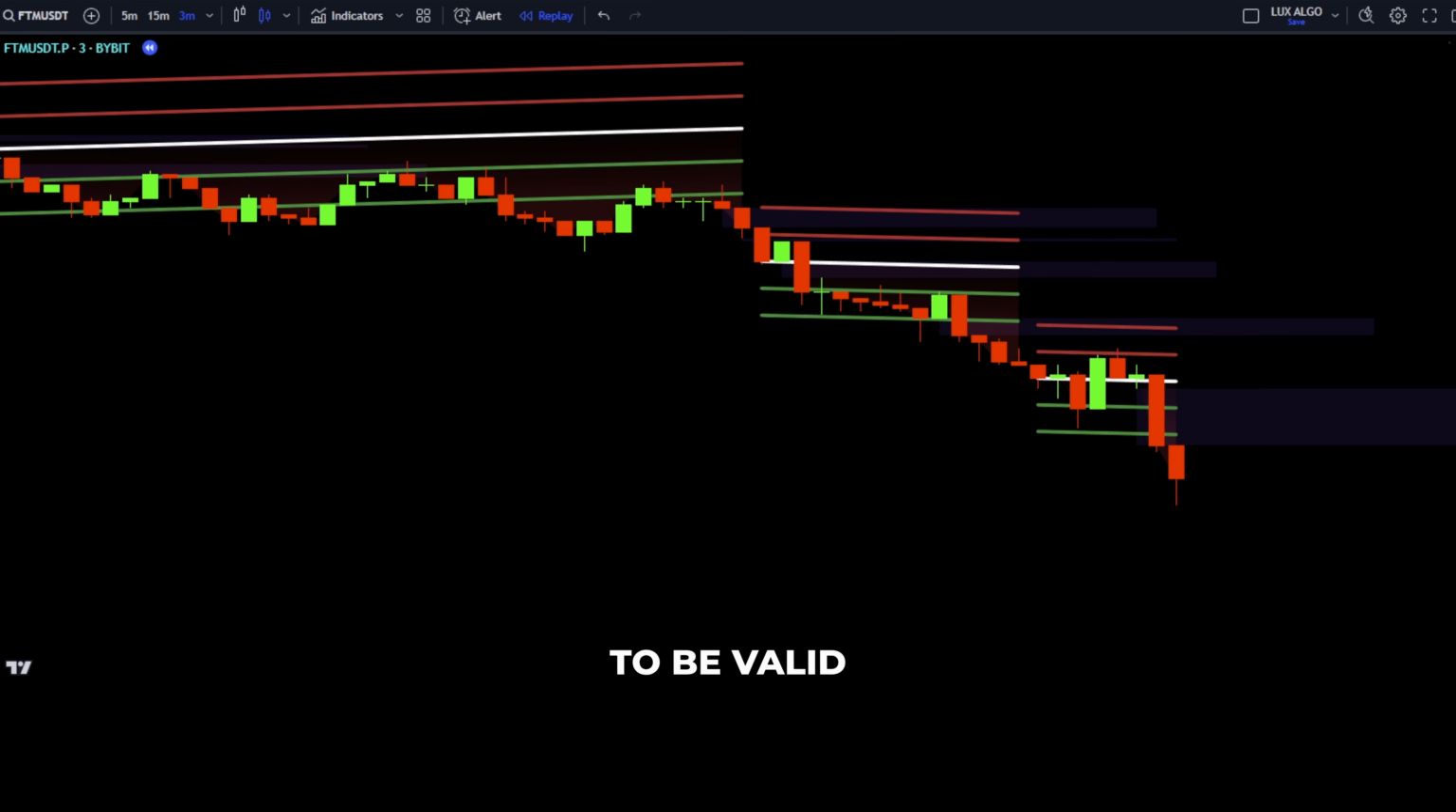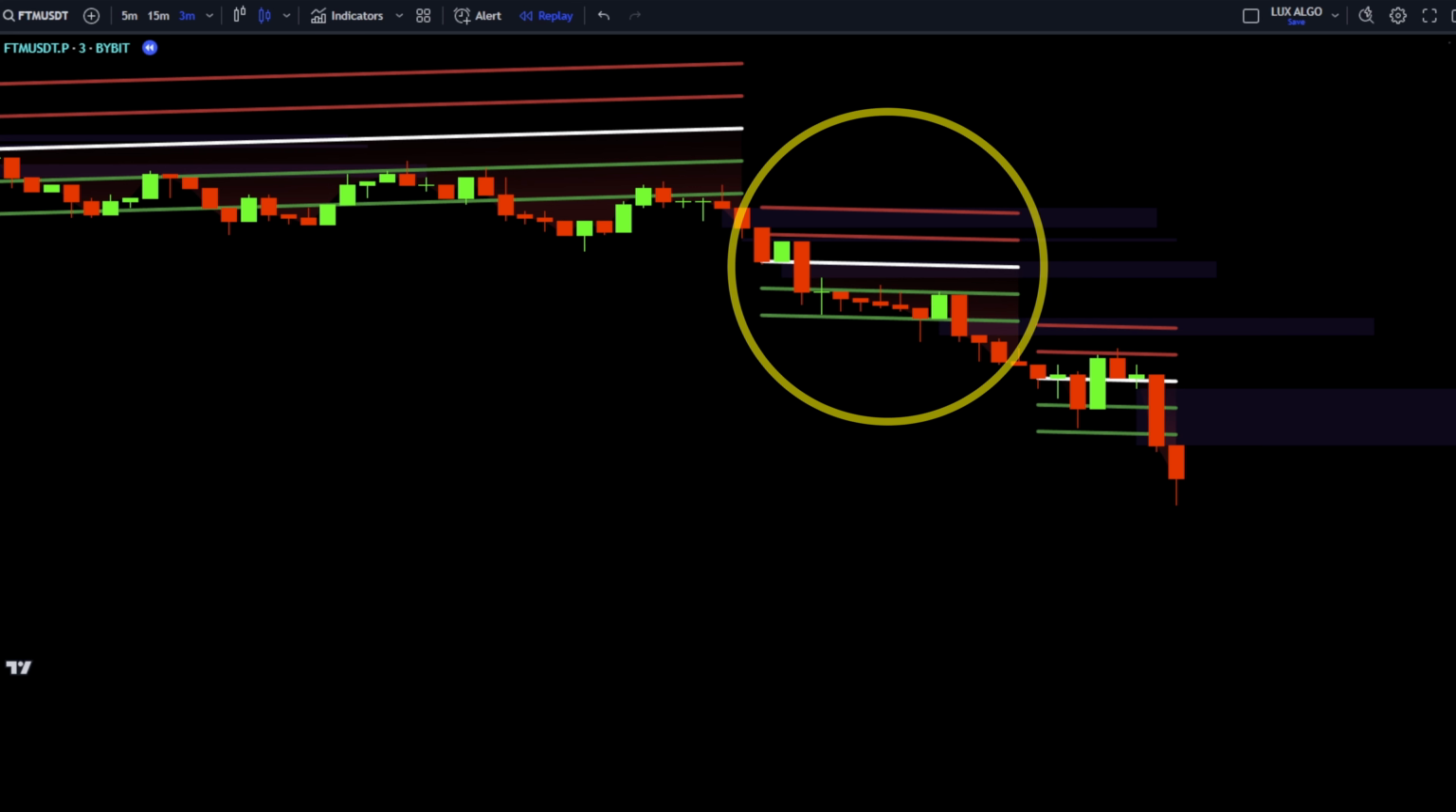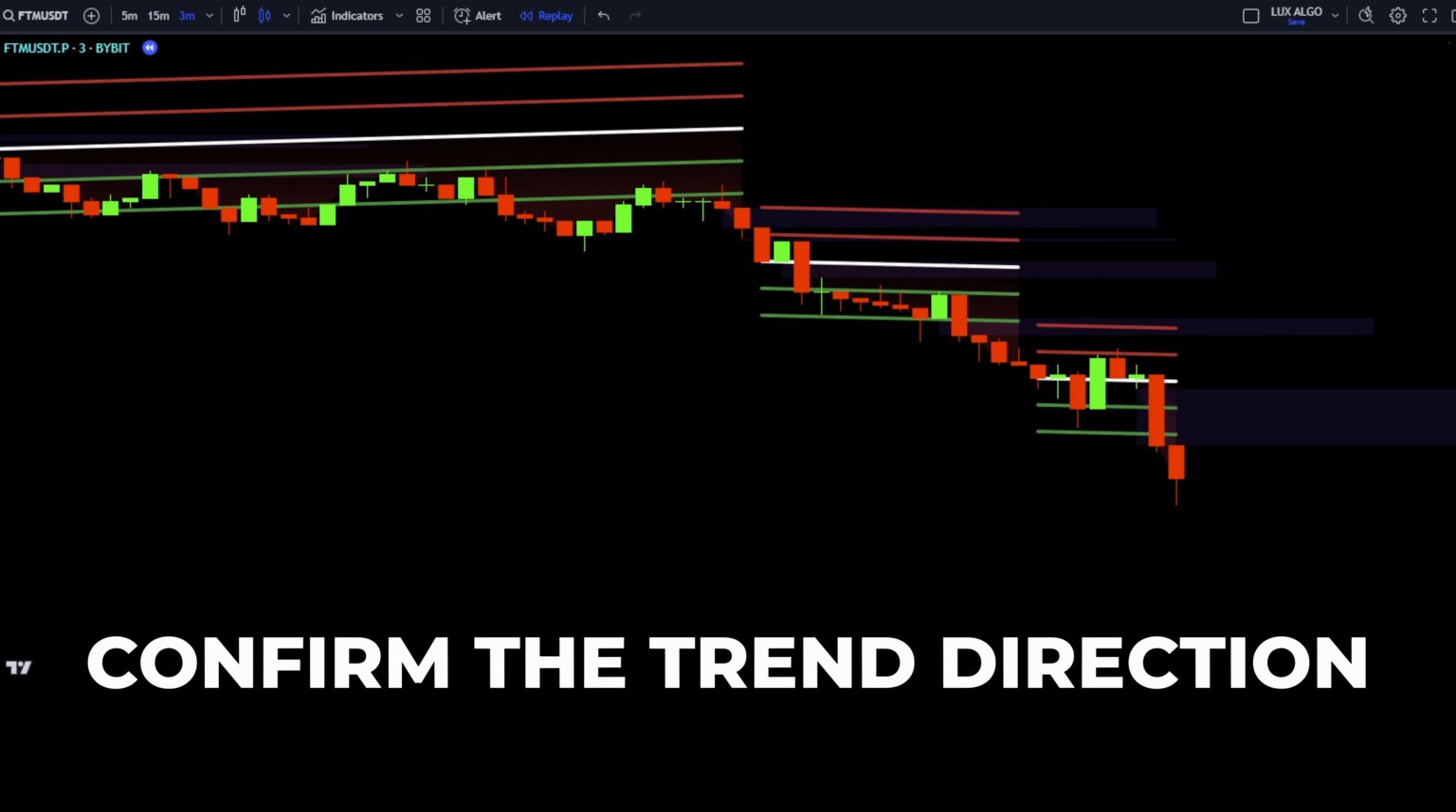For a short entry signal to be valid, two conditions must be met. First, we need to observe two predictive channels heading in the same downward direction, meaning the channels must be plotted with the same directional slope to confirm the trend direction.